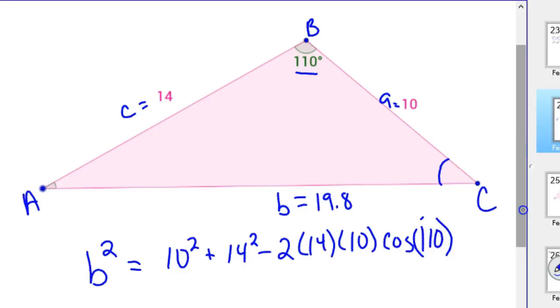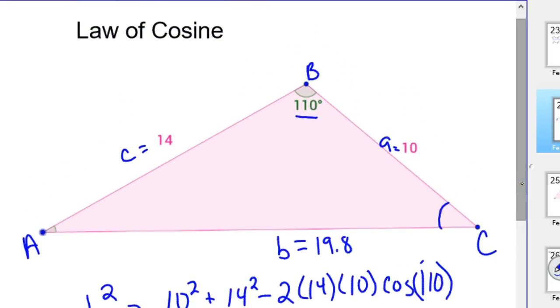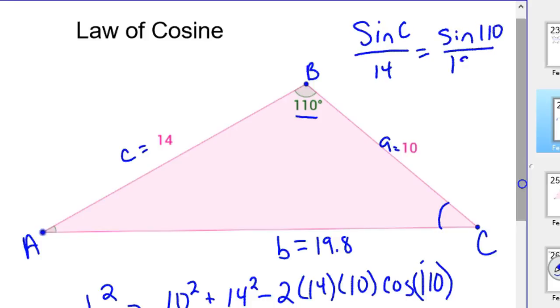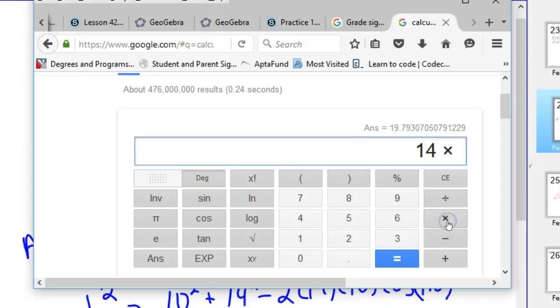And so to do that, don't use the law of cosine again, just use the law of sine. You already know the law of sine, so sine of C, which is what we're trying to find, over 14, equals the sine of 110 over 19.8. So this one's just a matter of cross multiplying to solve it. And so again, here's our calculator, so we'll plug that in. I'm going to take 14 times sine of 110. Always close your parentheses. Divided by 19.8.